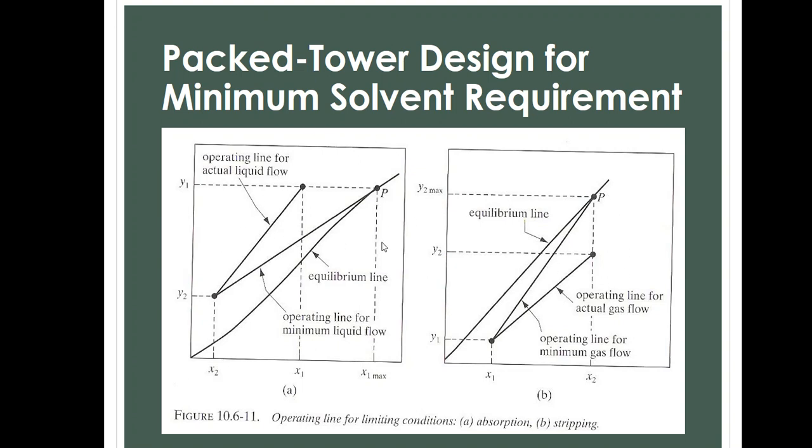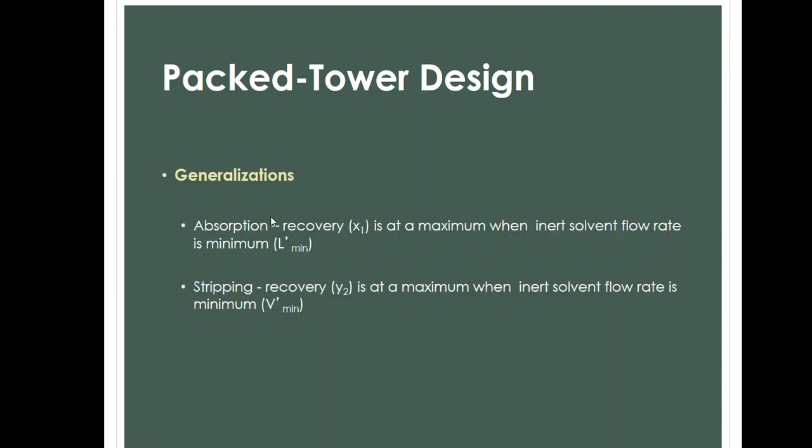But anyway, there's a sample problem that we will use in determining the minimum solvent requirement. So, a generalization based on these two would be our guide in determining the minimum solvent requirement, whether we're talking about gas absorption or stripping. For gas absorption, the recovery X1 is at the maximum when inert solvent flow rate is minimum. So we determine X1 maximum based on the minimum amount of solvent.